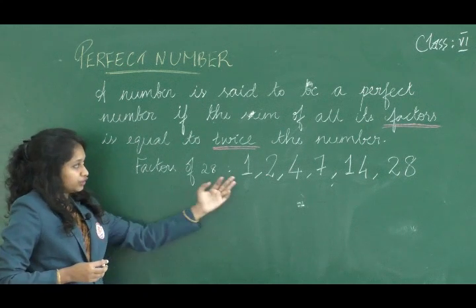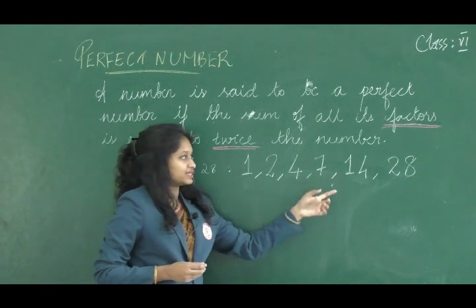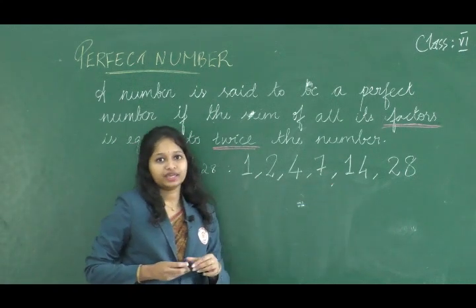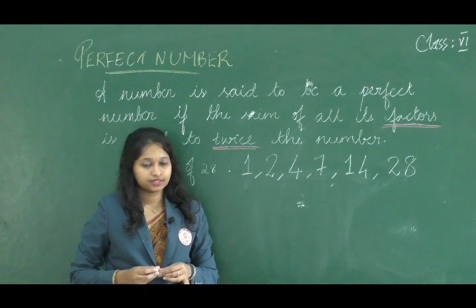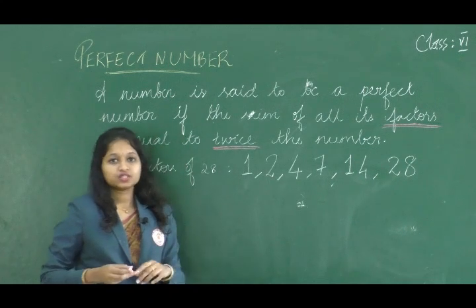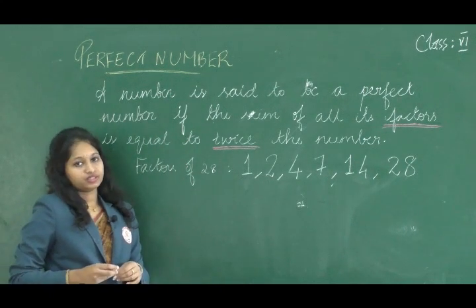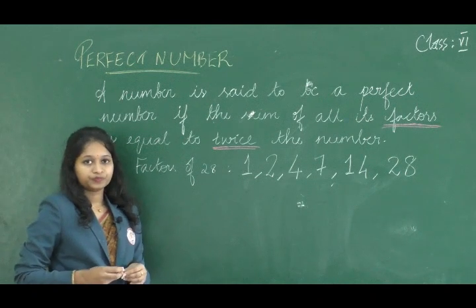So when you add all the factors, 1 plus 2 plus 4 plus 7 plus 14 plus 28, you will get 56, yes. So 56 is double of 28, that means twice 28 we will get 56. That's why 28 is a perfect number.